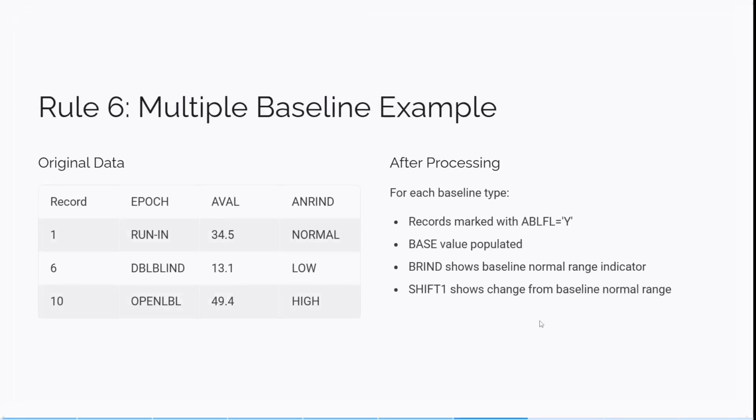Calculate the base range indicator, shift 1, and other derived variables within the BASETYPE group. So we will have multiple baseline examples. After processing for each baseline type, records are marked with the analysis baseline flag equal to Y and the base value populated. Here, range shows the baseline normal range indicator. You can see they have three different phases. Epoch represents the elements of the phases: run-in, double blind, and open label, and the AVAL values are different for each phase. The range indicator is also different: normal, low, high. The shift shows changes from baseline to normal range. So we have to check multiple.